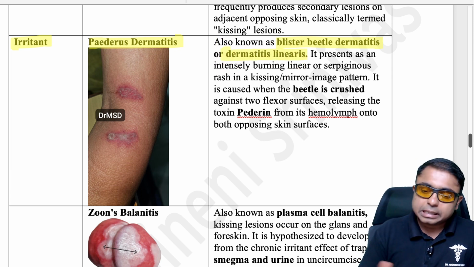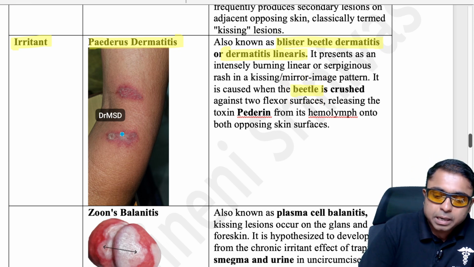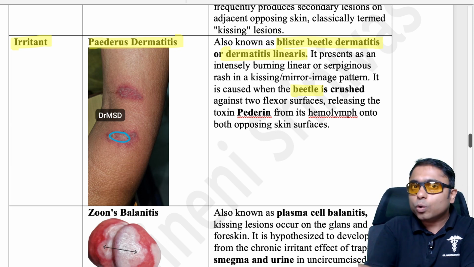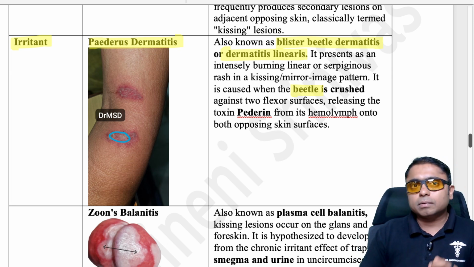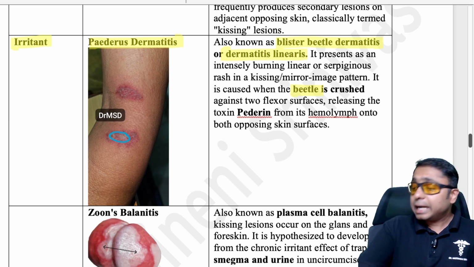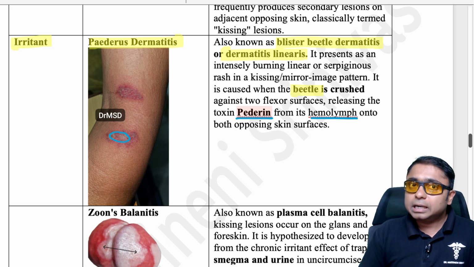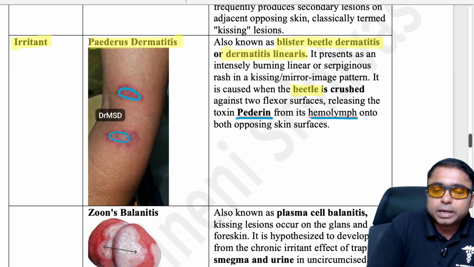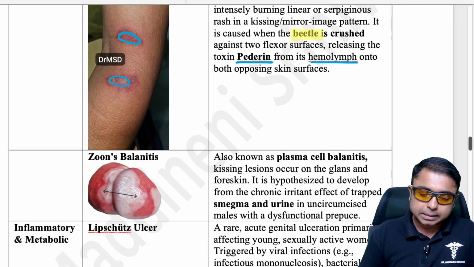Basically here, there is a beetle which will be crushed between the surfaces. For example, a beetle is flying and has landed over the hand on this side, and during the night time these beetles are usually roaming around, and when one gets crushed, the hemolymph which is present, which contains paederin, comes out. It is basically a toxin irritant. It is going to produce the same irritant contact dermatitis lesion at the mirror image location. So that is why this is very common in Paederus dermatitis.